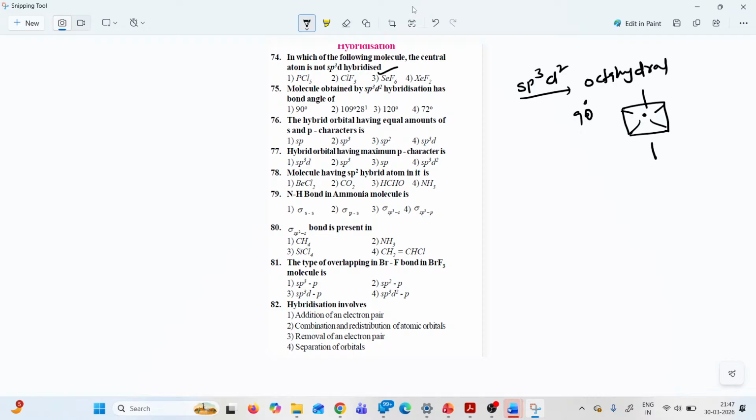A molecule obtained by sp3d2 hybridization has a bond angle of 90 degrees. sp3d2 hybridization, that is octahedral geometry, bond angle will be 90 degrees. So the answer is this one.